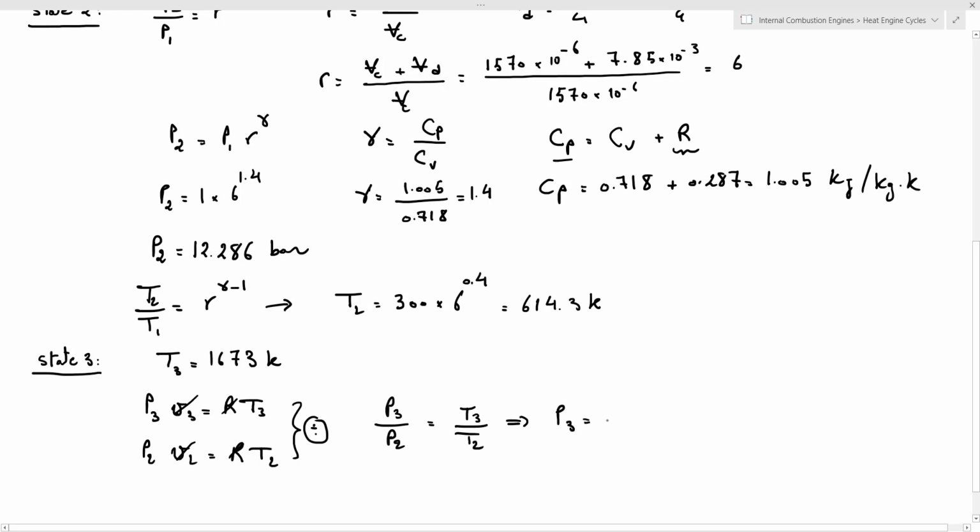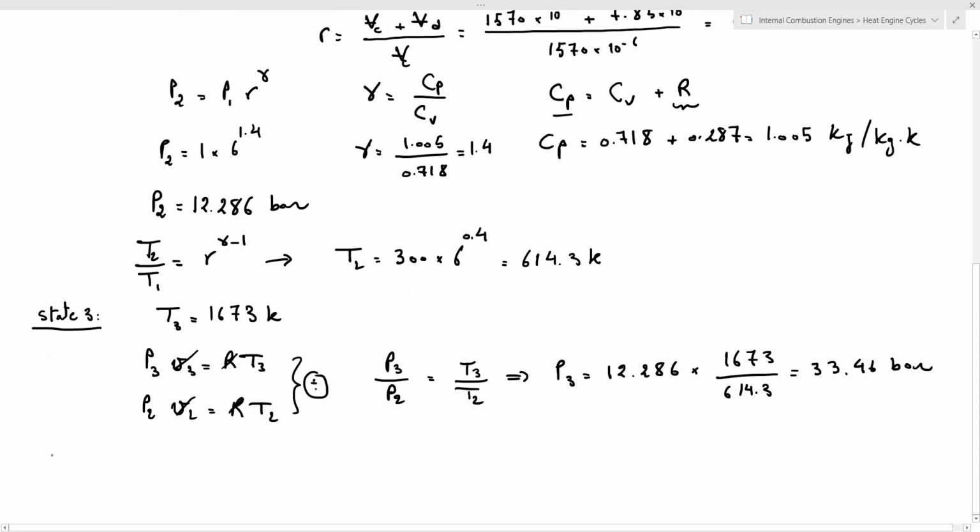So P3 is P2, which is 12.286 bar, multiplied by T3, 1673, divided by T2, 614.3. So P3 will be equal to 33.46 bar.